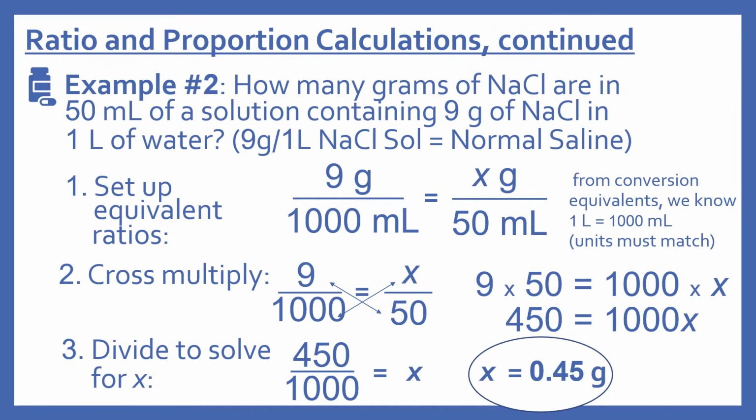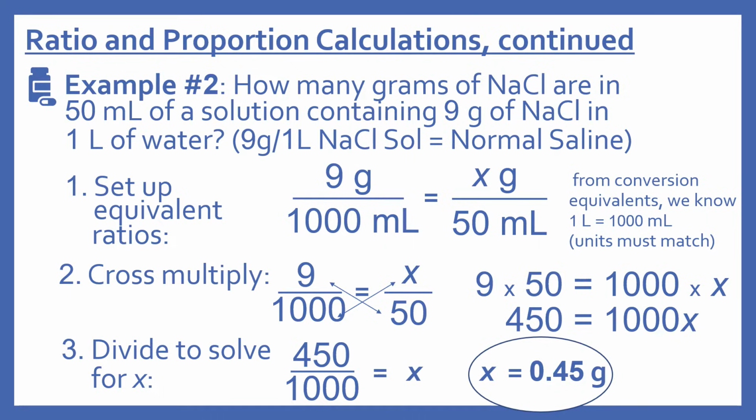So what we know is we know 9 grams of sodium chloride in 1 liter of water, which, if you'll remember from our conversion equivalents, we know that 1 liter equals 1,000 milliliters. An important point here to know is that the units must match. So we have grams and milliliters. We want to have grams and milliliters in both of the ratios. So 9 grams per 1,000 milliliters equals X grams, or that's our unknown, over 50 milliliters.